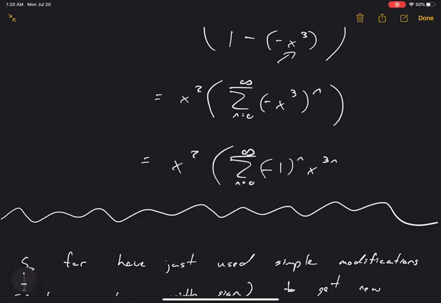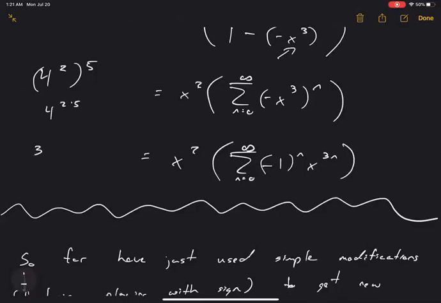If that's a little confusing, just review how raising exponents to exponents works. That's all we're doing. So for example, 4 to the power 2 to the power 5 is the same as 4 to the power 2 times 5. And if I have 3 times 4 to the power 2, to the power 5, that's the same as 3 to the power 5 times 4 to the power 2 times 5. So that's all that's going on here.